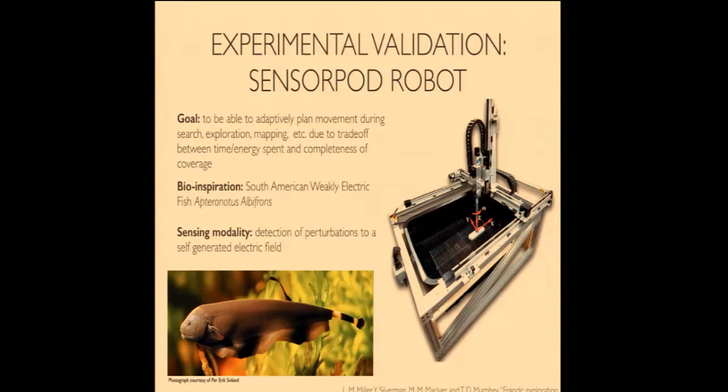So it self-generates an electric field. And then the way that it actually gathers information about its environment to, for example, look for prey is by sensing objects that have different conductivity than the water. So this might be useful, for example, if you have a robot that's exploring in an oil spill where vision cameras are totally useless, but you might be able to use a sensor like this where all you need is conductivity.